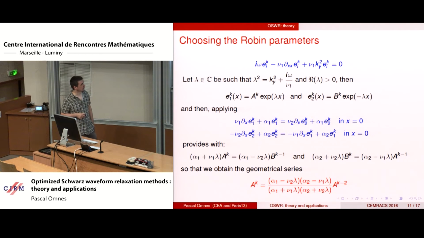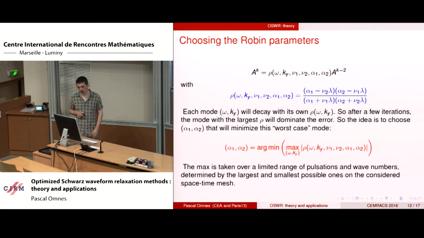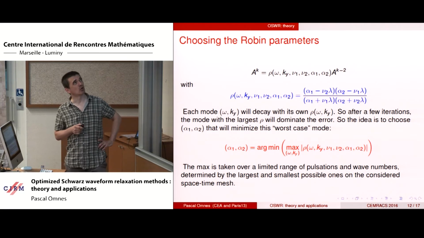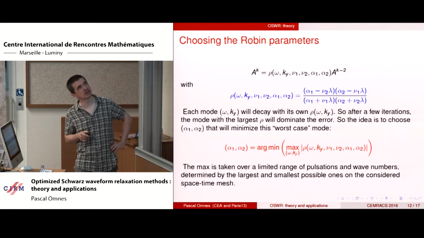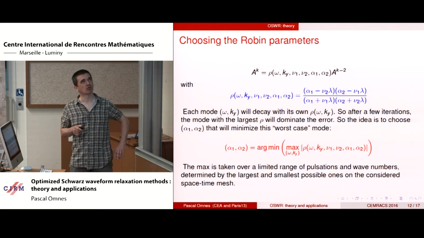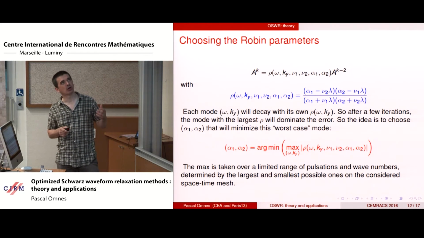A_k simply verifies a geometrical series, and the reason for the geometrical series is this parameter that we call the convergence factor. So for each mode, omega, k_y, you have this convergence factor, and the dependency on omega, k_y is through lambda here. If you consider each Fourier mode, the error in this Fourier mode will decay with this ratio.